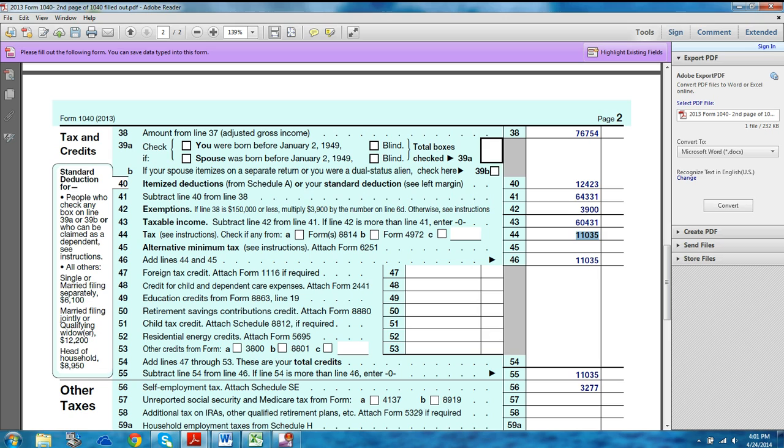Then the next $27,325, which is basically taxable income of $8,926 all the way to $36,250, that's an extra $27,325, is taxed at 15%. Now 15% of that is $4,099.